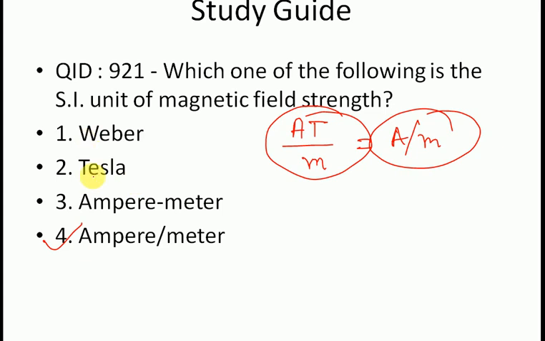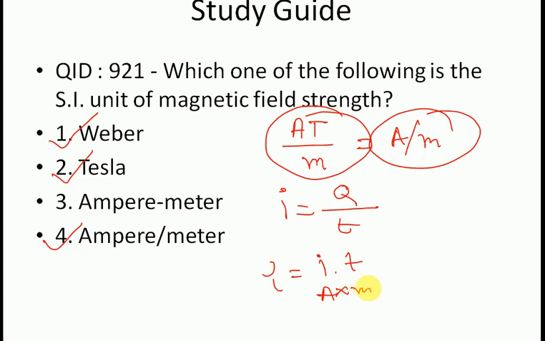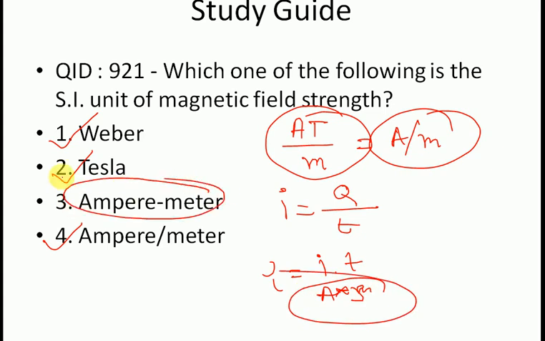But we should know about all the other three options. Weber is the SI unit of magnetic flux. Tesla is the SI unit of magnetic flux density. Now what is ampere into meter? We know that I equals Q upon T, so Q equals I into T. So this is ampere into second, where T is the time. This is not ampere into second, so this one is ruled out. So ampere per meter will be the correct answer.